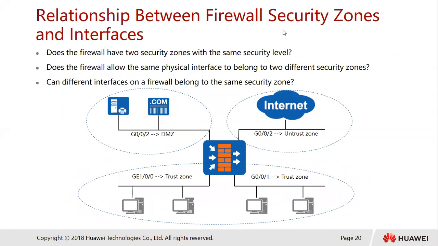Relationship between firewall, security zone, and interfaces. So we have some questions that we need to answer here. Does the firewall have 2 security zones with the same security level? The answer here is no. They're supposed to have separate levels. Does the firewall allow the same physical interface to belong to 2 different security zones? Here, the answer is no.